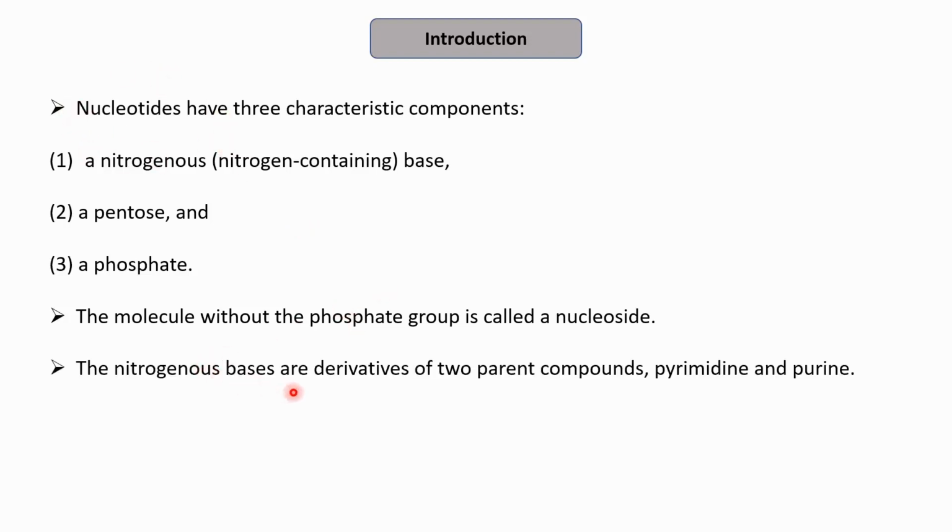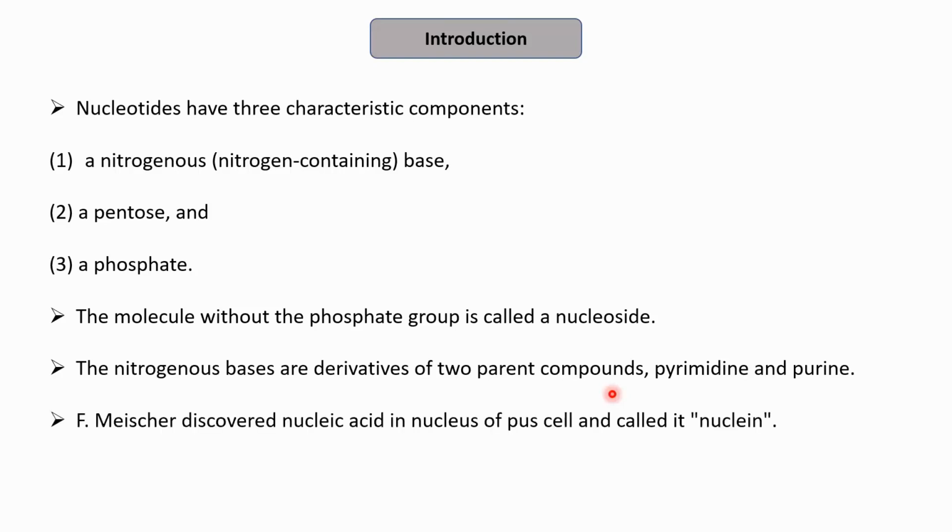The nitrogenous bases are derivatives of the two parent compounds, which are pyrimidines and purines. Out of the four nitrogenous bases that we will discuss further, two of them come under the category of purine and two of them come under the category of pyrimidine. Firstly, the nucleic acids. Nucleic acids are polynucleotides. They are macromolecules that consist of nucleotides and are formed by the polymerization of the nucleotides.